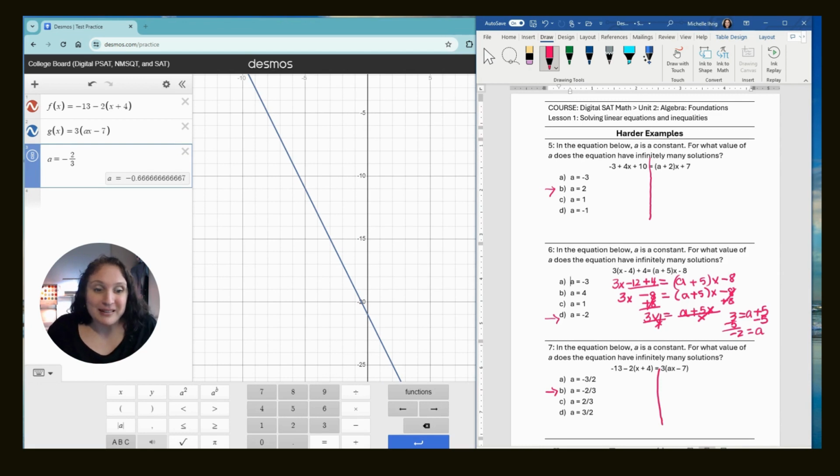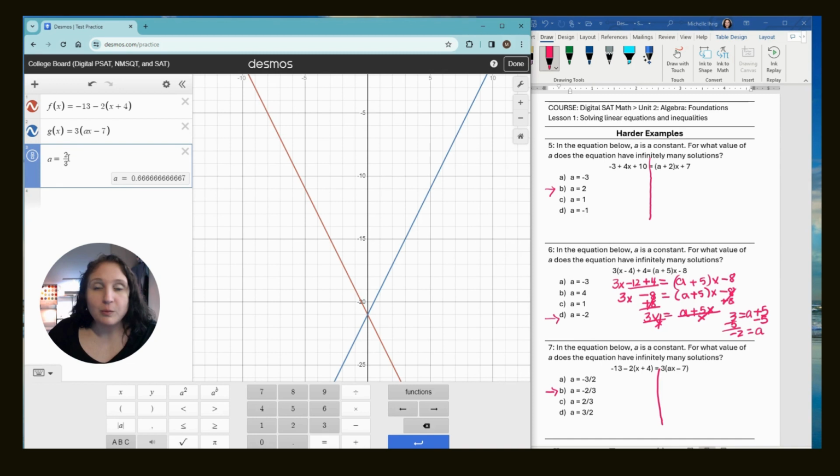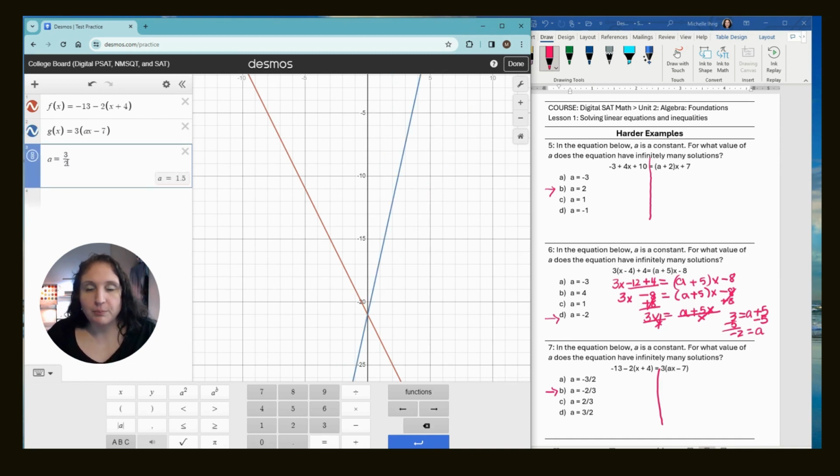It's that simple. If we put the other ones in, like let's take out the negative sign, nope, those graphs aren't the same. If we put in 3 divided by 2, nope, those graphs aren't the same either. In order for it to have infinitely many solutions, the graphs have to be identical.